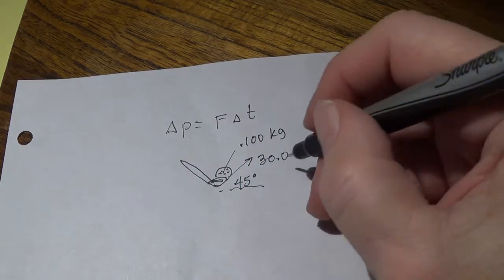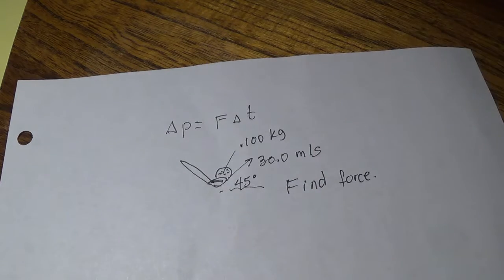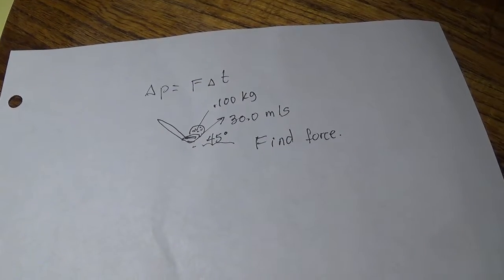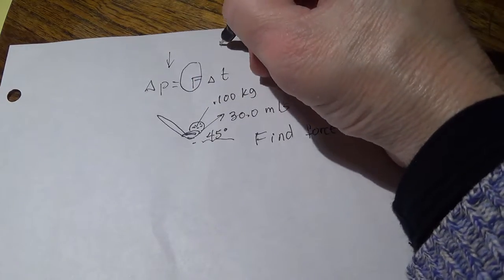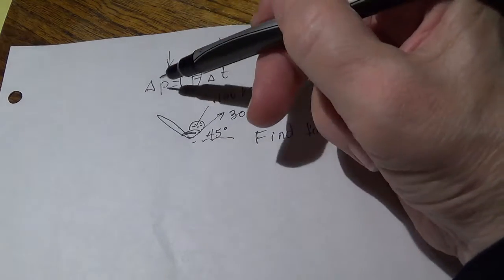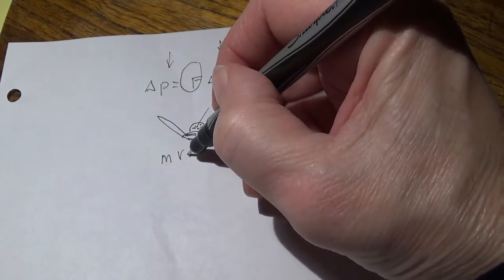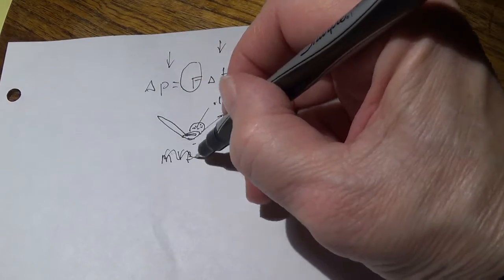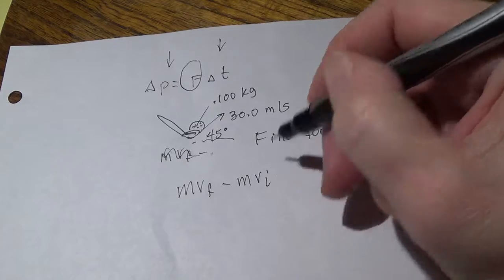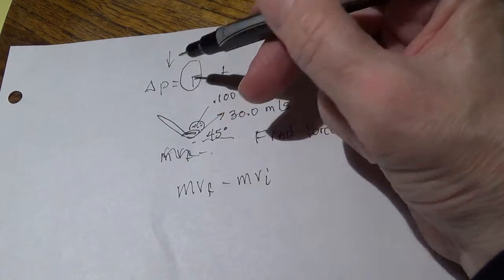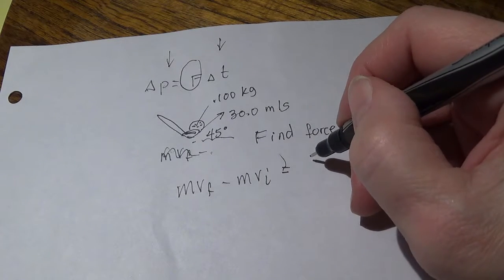And I want you to find the force in this scenario. Find force. So, obviously, if we're looking for force, we must know this and we must know that. So to see the change in momentum, it'd be better to write it mv final minus mv initial. Right down here, mv final minus mv initial. So that is the same as the change in momentum. So I'm going to write it that way so I can get my values easier.